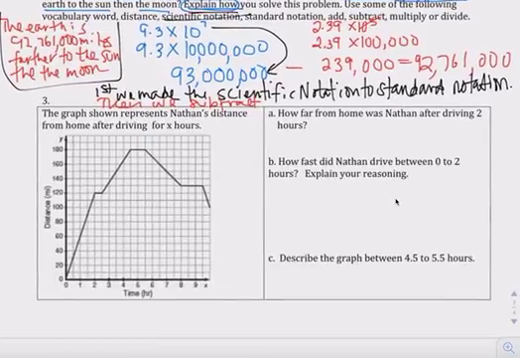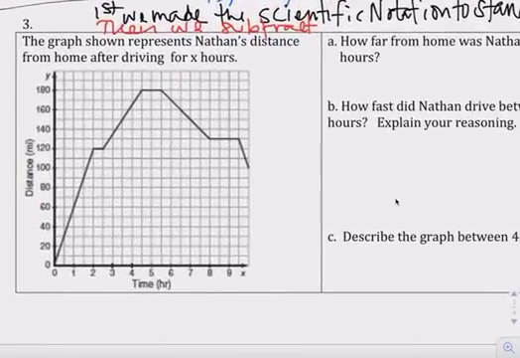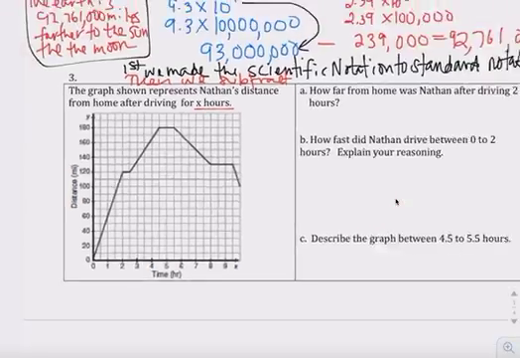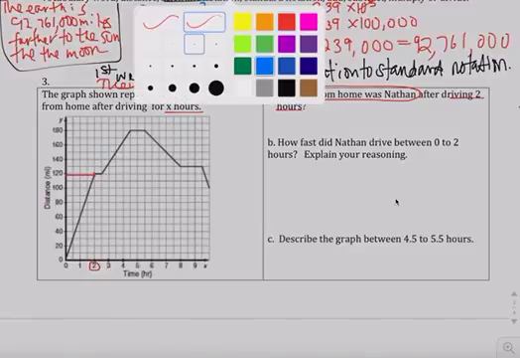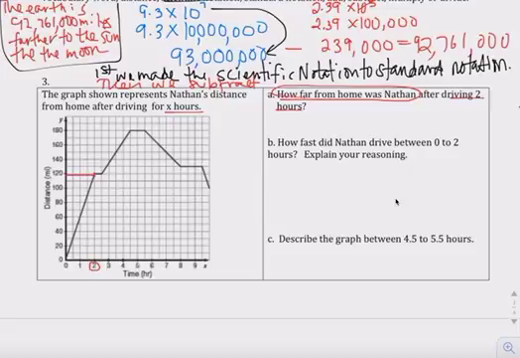Okay, here. The graph represents Nathan's distance from home after driving x hours. So he drives so many hours. How far is Nathan from home? First question: how far from home was Nathan after driving 2 hours? After 2 hours, here's 2 hours, here's Nathan. It's 120 miles from home. Nathan was 120 miles from home.